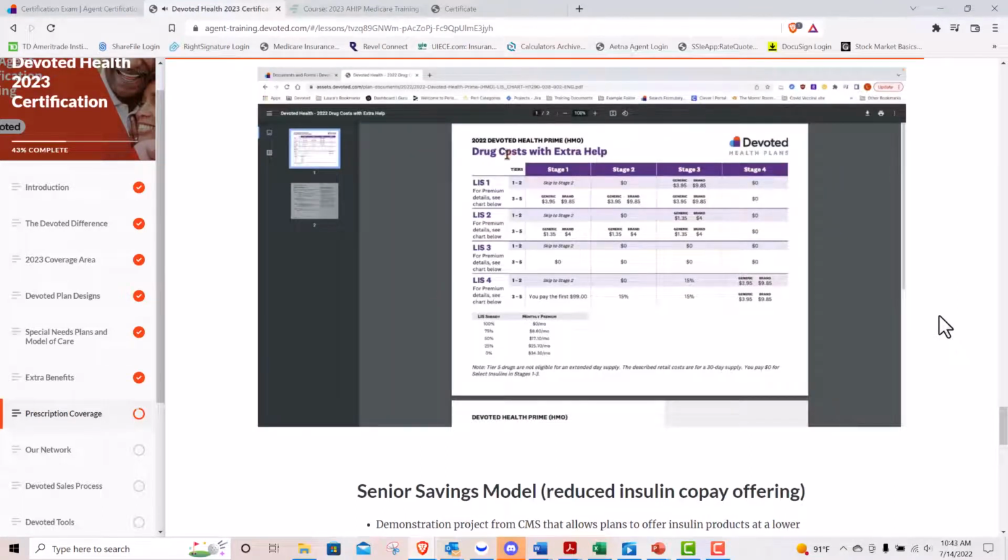So if someone has low-income subsidy, depending on their level, 1, 2, 3, or 4, and the stage of their drug coverage, so deductible, stage 1, initial coverage stage, stage 2, coverage gap, stage 3, and catastrophic, stage 4, you'll know what the cost of a prescription would be, determined also by the tier of the prescription. You can always call our agent support to determine what level of low-income subsidy someone is.